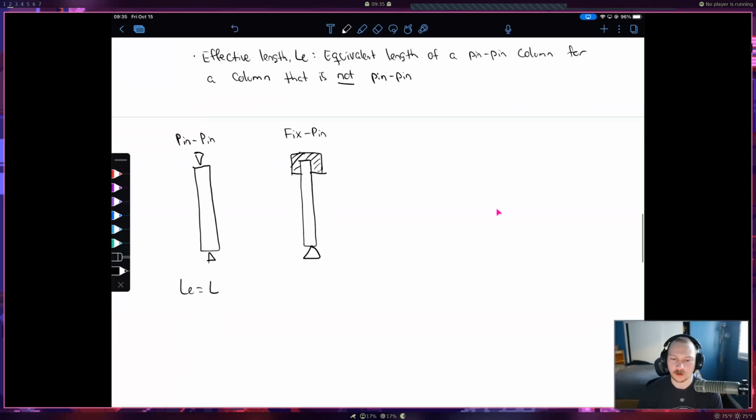Okay, there we go. So up top here, this is a fixed support, and then on the bottom we have a pin support. And the effective length for this is, again, 0.7 times the length of this column. So that's giving us the equivalent length of a pin-pin column. Okay, and then the last one is going to be a fix-fix column. And the effective length for that is going to be 0.5 times the length of that column.